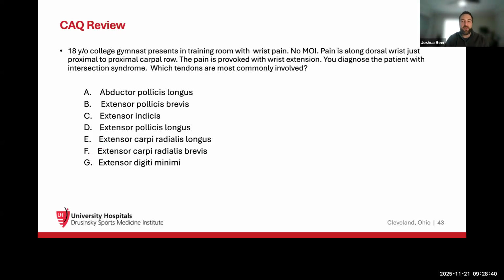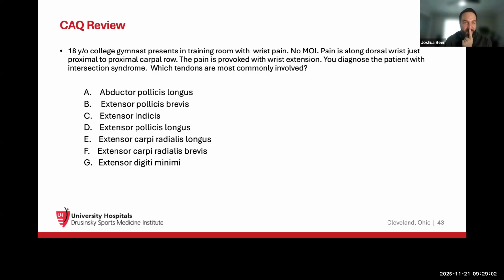I think it's my last one, I believe. An 18-year-old college gymnast presents in the training room with wrist pain. Pain is along the dorsal wrist, just proximal to the carpal row. It's provoked with wrist extension. You diagnosed the patient with intersection syndrome. Which of these tendons are most commonly involved?